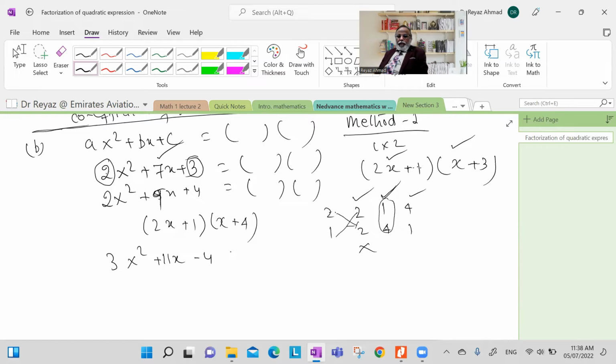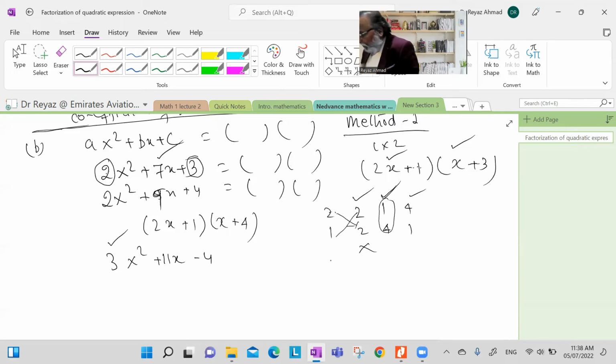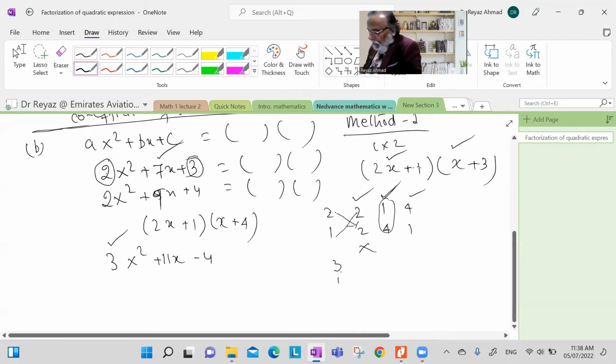How to deal with this? So again, I'll be taking the factor of 3, which is fortunately again a prime number, so it has only one option. So I write 3, 1, then for 4 I can write 2, 2, 1, 4, 4, 1.